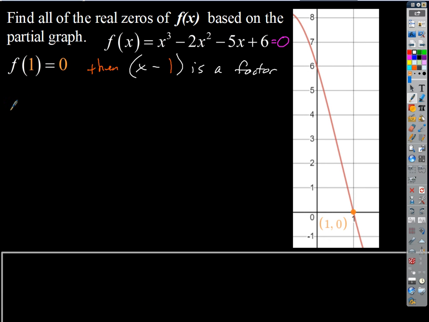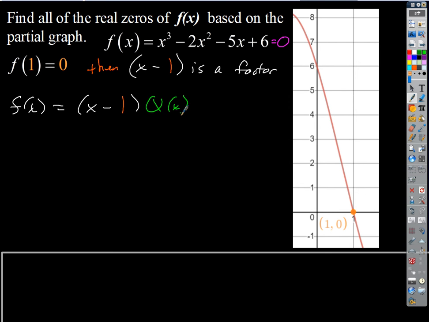So I could write f of x equals x minus 1 times some other factor. How big's the other factor going to be? If I'm multiplying x minus 1 times another factor to get back that, what's going to be the biggest power of x? X squared, right? So it's going to be quadratic, isn't it? So let's just call it q of x for quadratic. We just got to figure out what that is.